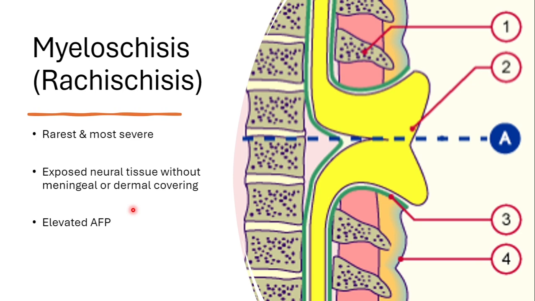And finally, the most severe type, even though it's the most rare type, is the myeloschisis or rachischisis. Schisis means an opening. We have a dermal opening here, and the spinal cord is basically protruding out of the skin into the air. This is the most dangerous type, and this is a neural tube defect, so we're going to have an elevated alpha-fetoprotein.